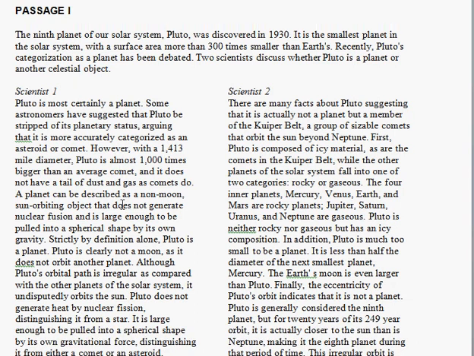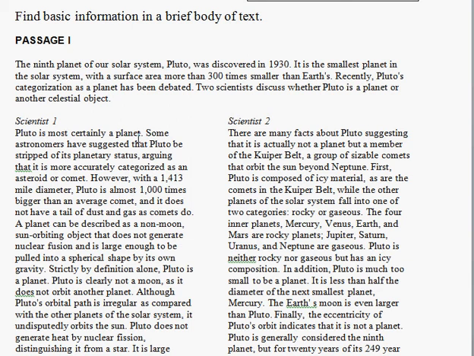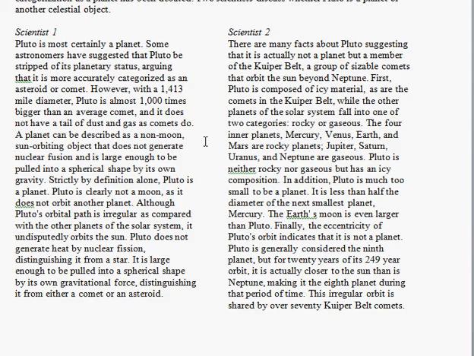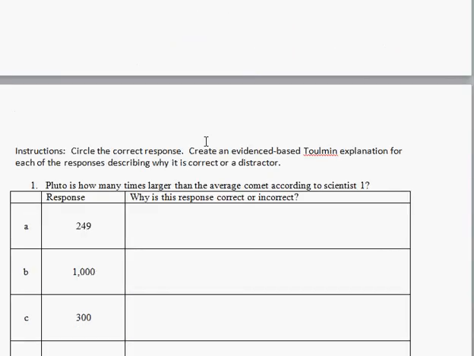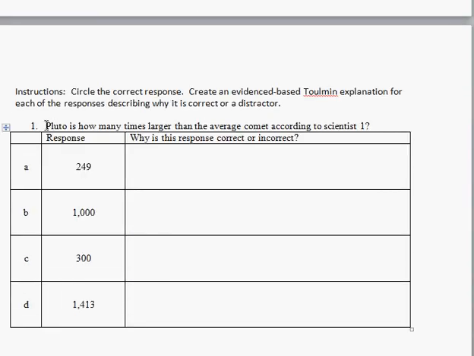So what we're going to do is we're going to try to find some basic information in the text of these two scientists. So let's go take a look at the question, question 1. By the way, this video is just for question 1. Question 1. Pluto is how many times larger than the average comet according to Scientist 1?